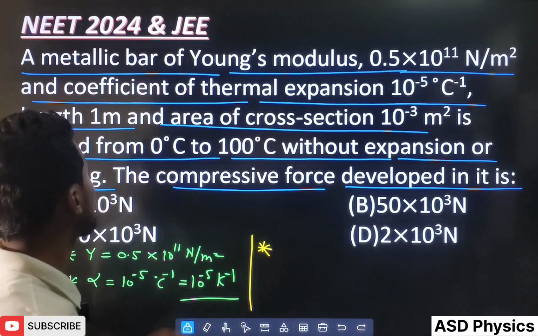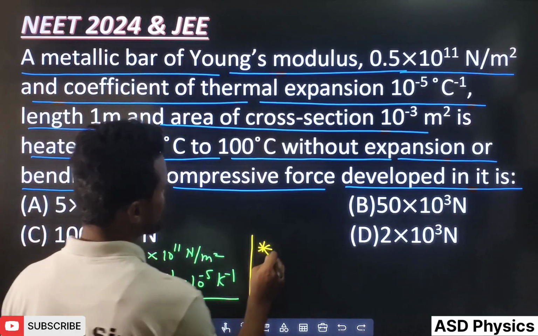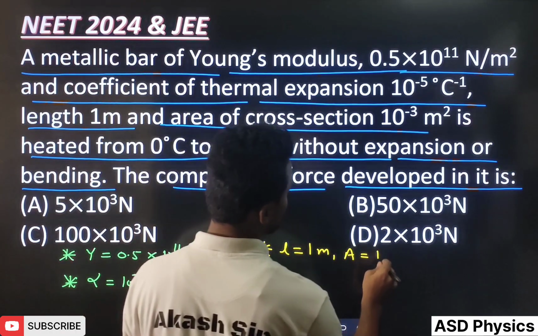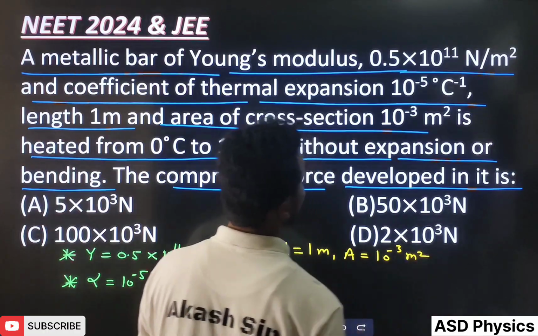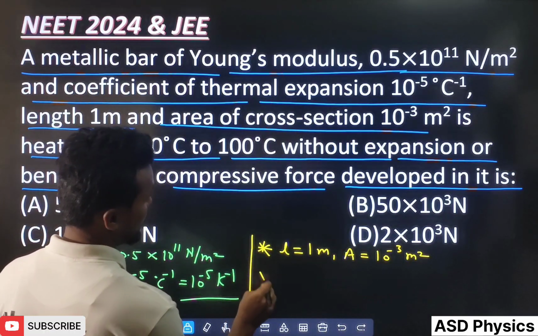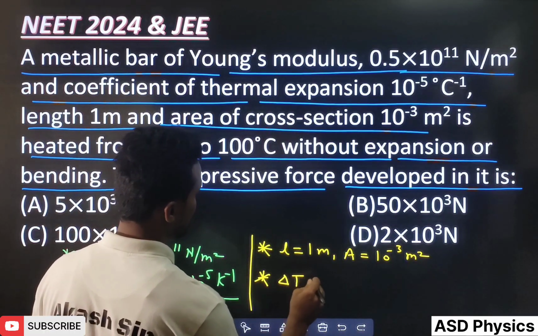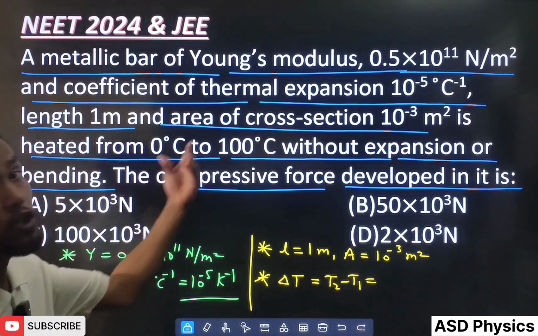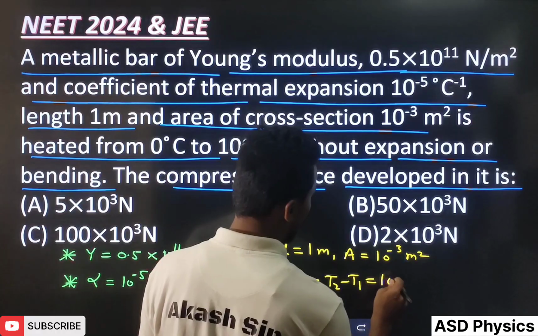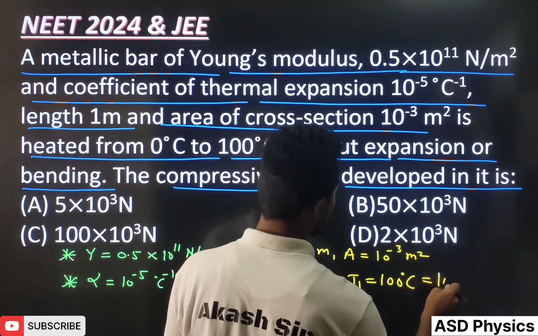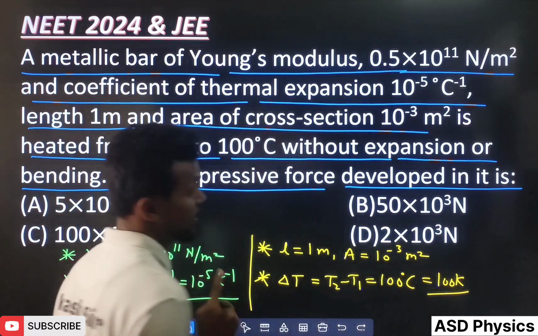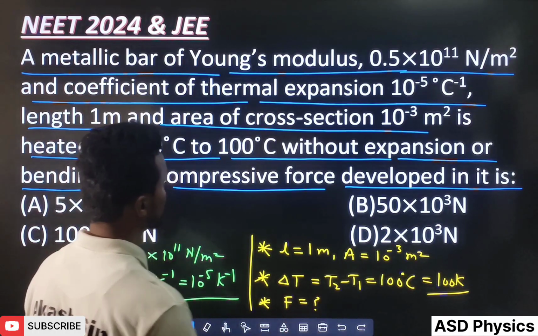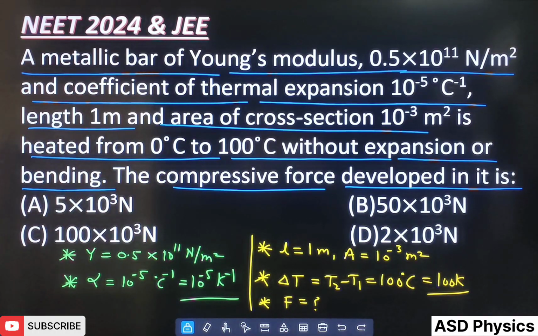After that, what is given here? Length 1 meter and area of cross section of the rod is 10 power minus 3 meter square, and the main thing is the change in temperature, delta T, that means T2 minus T1. 0 to 100, that means 100 minus 0, which is 100 degrees Celsius. Change in temperature can even be 100 Kelvin also. And what we have to calculate here, students, is the force. Which force do they ask here? The compressive force. So see the question very well here.